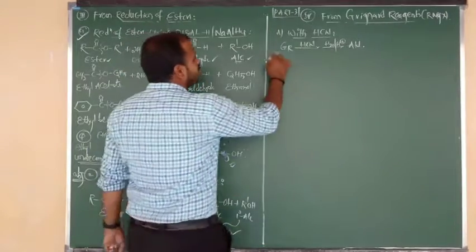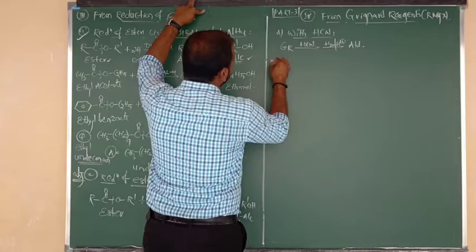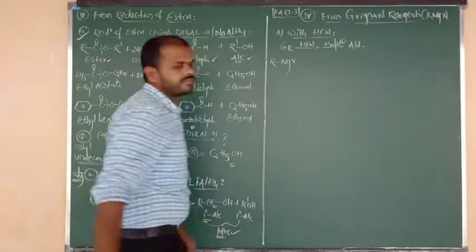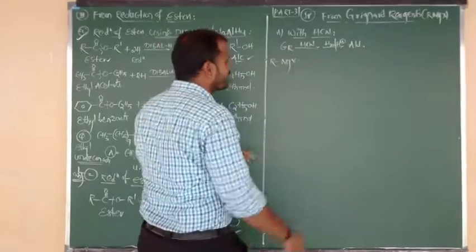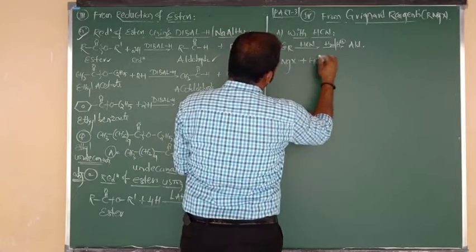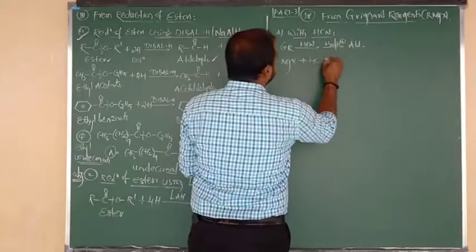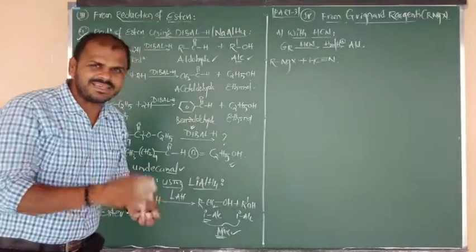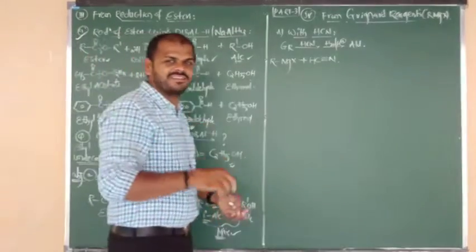Good. Grignard reagent, what is the formula? RMgX. Yes, I have written here. It undergoes reaction with what? HCN. What is the formula of HCN? H bonded to C, and C contains a triple bond to N. Yes or no? HC triple bond N. Cyanide always contains three bonds, right?